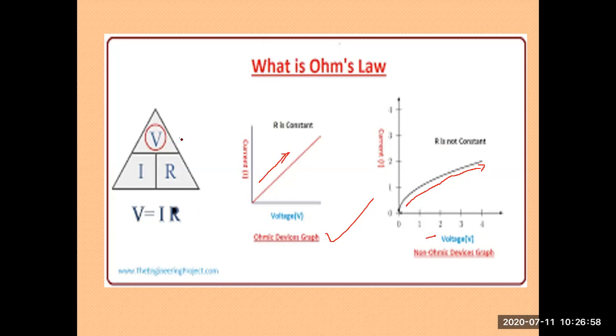So here is another triangle between V, I and R. If you are asked to calculate potential, at that time V is equal to IR. This is the basic formula which is used to calculate. If two of the values are given, you can calculate the third one. Either V and I, or V and R, or I and R, you can calculate the third one. So this is the most important thing to understand. Look at the shape of the graph. If the graph is a straight line, then it's an ohmic type of substance. If the graph is not a straight line, then it is a non-ohmic type.